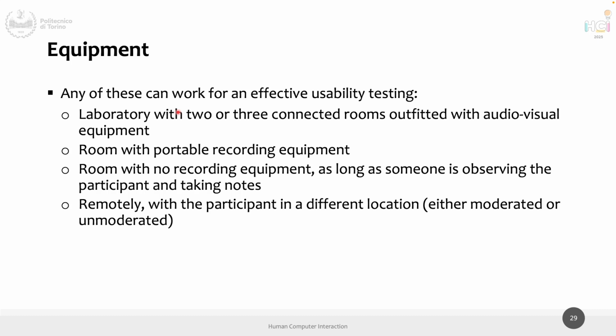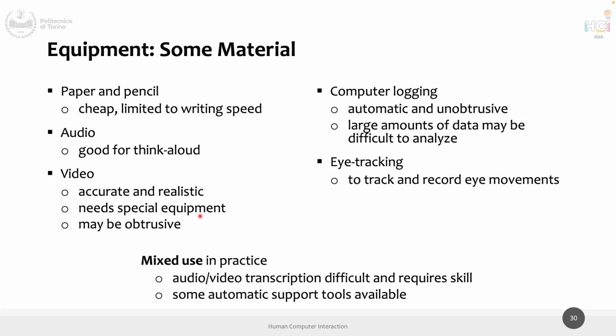After methodology, you also have to think a little bit about equipment, and any of these things can work for an effective usability testing, starting from the usability testing lab, as we have seen before. You can also have a room with portable recording equipment, or a room with no recording equipment, but someone is observing and taking notes, so you can skip the recording because you have multiple people observing and taking notes. And you can also test remotely, with participants in a different location, either moderated or unmoderated.